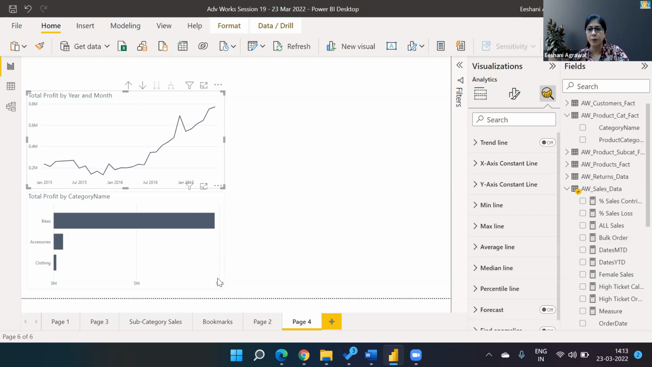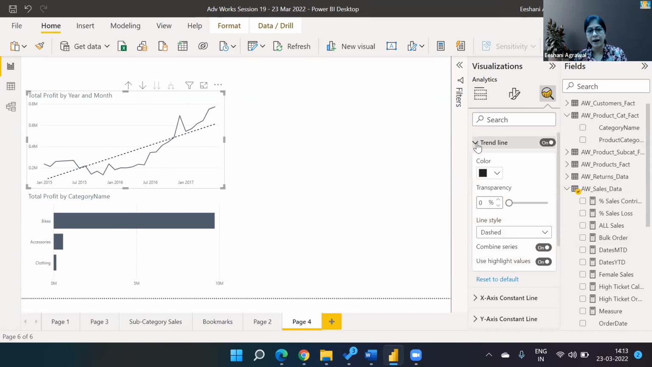So the first one, what we want to do is create a trend line. We understood what is a trend line, right? Over a period of time, just to get an idea of how the trend has been. Is it increasing? Is it decreasing? Or there is no effect in it? So if you turn it on, a trend line has been created very easily. So that's how you put a trend line.